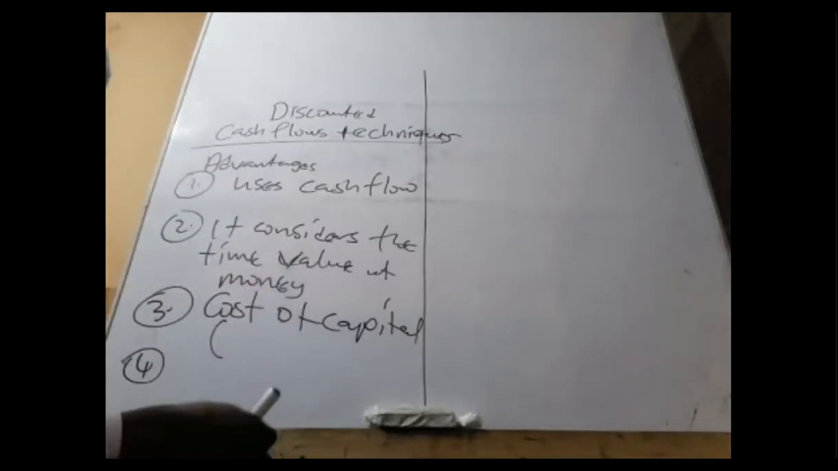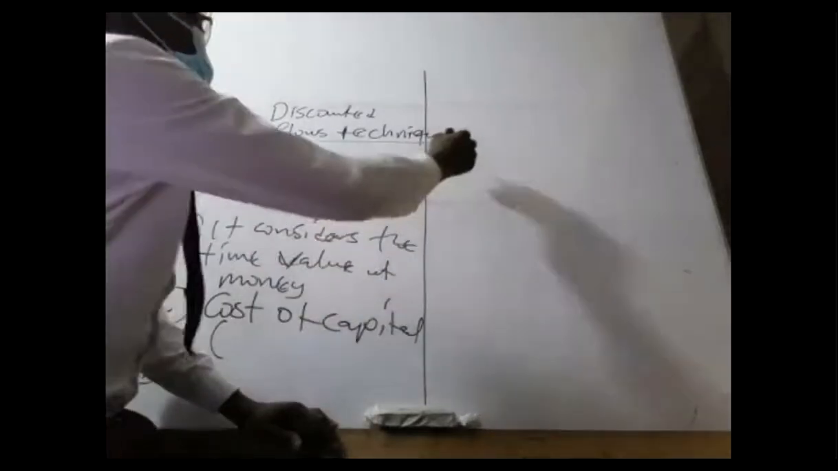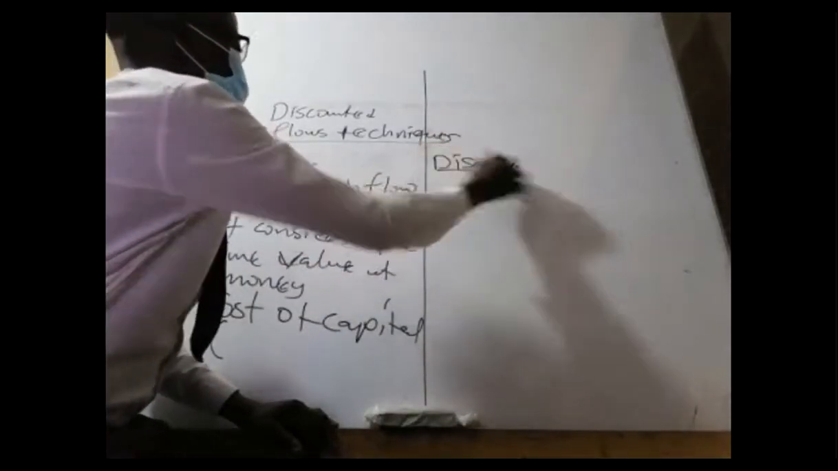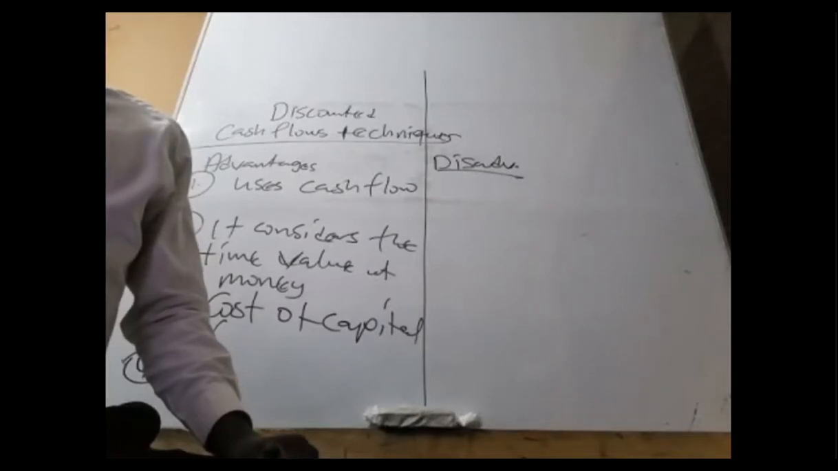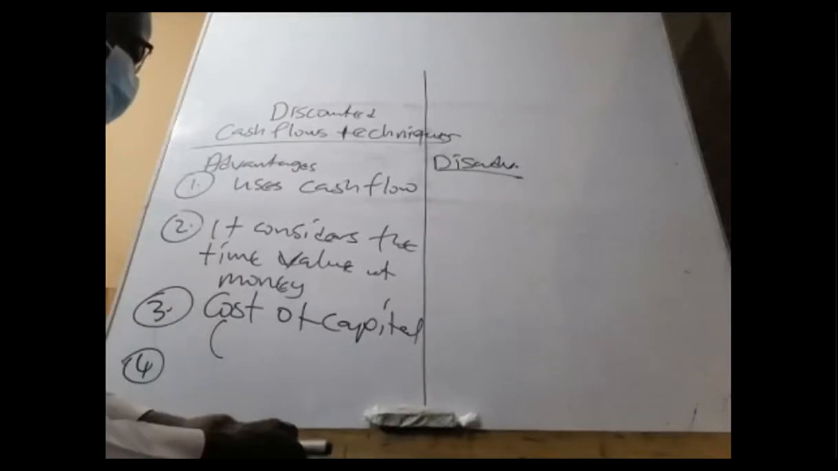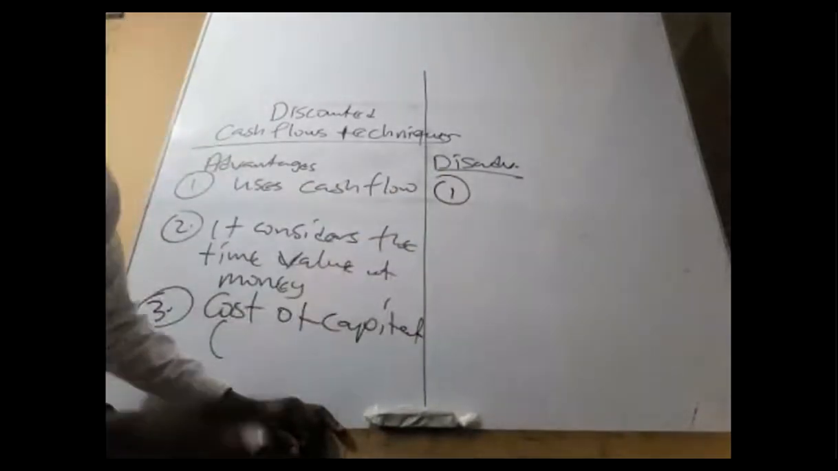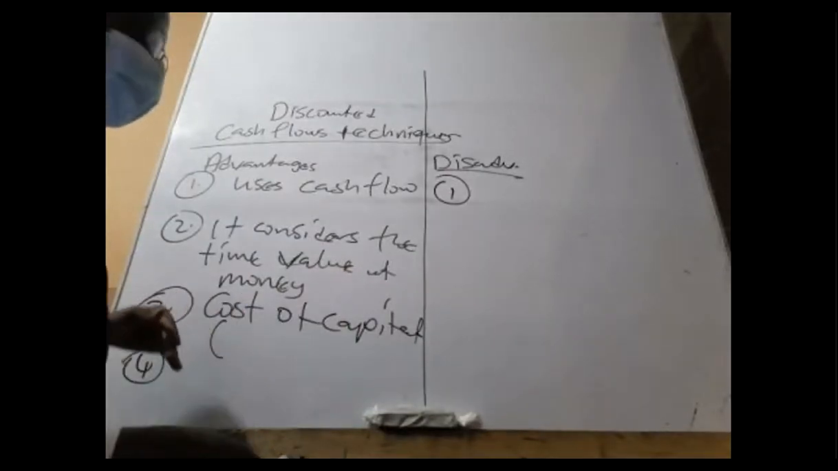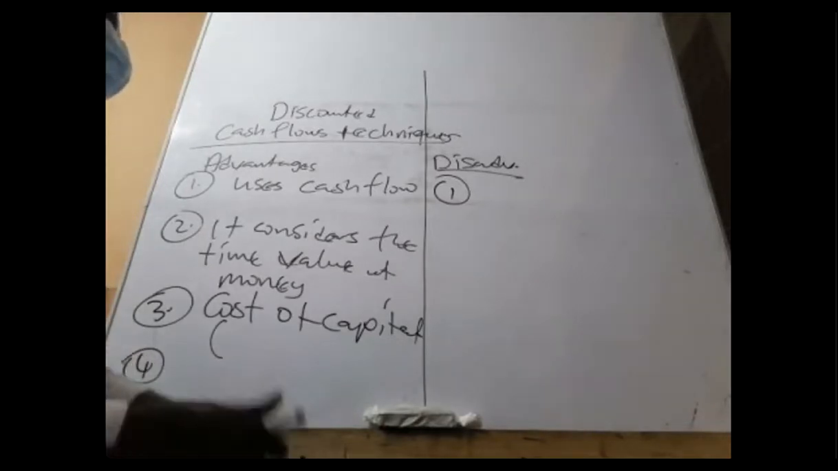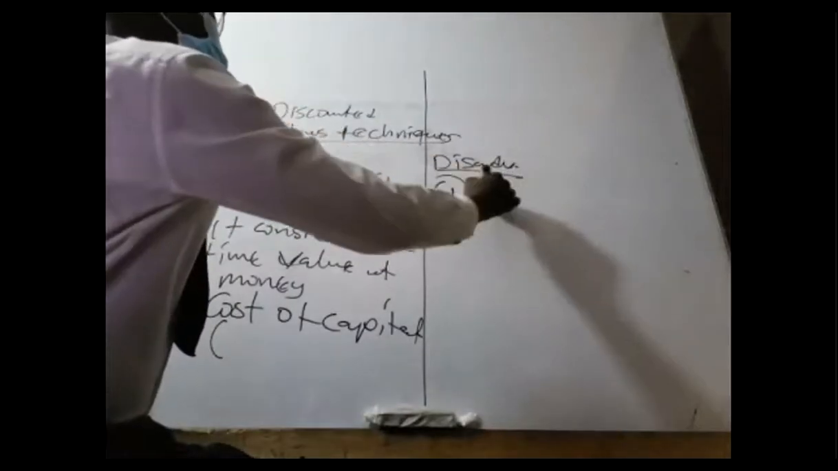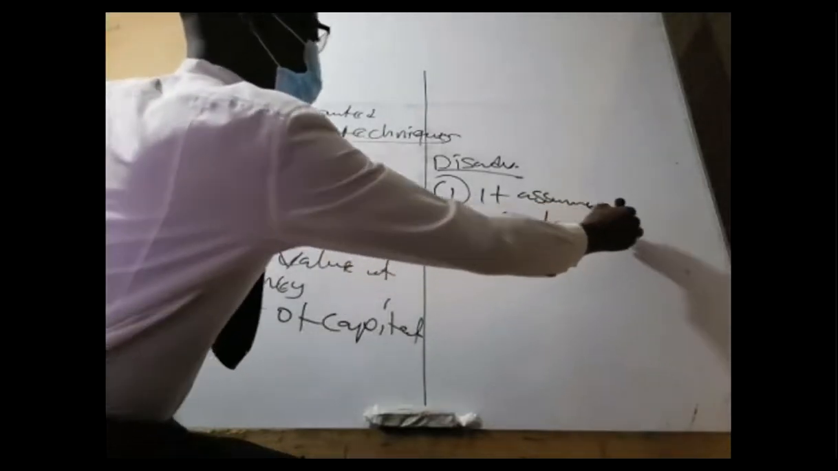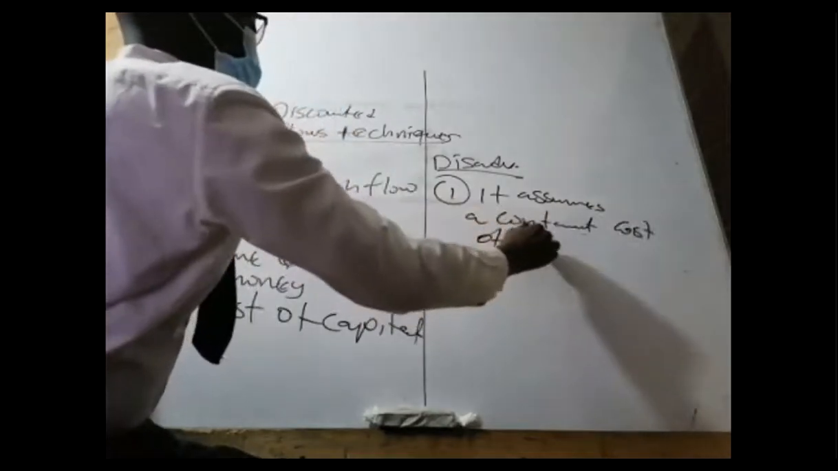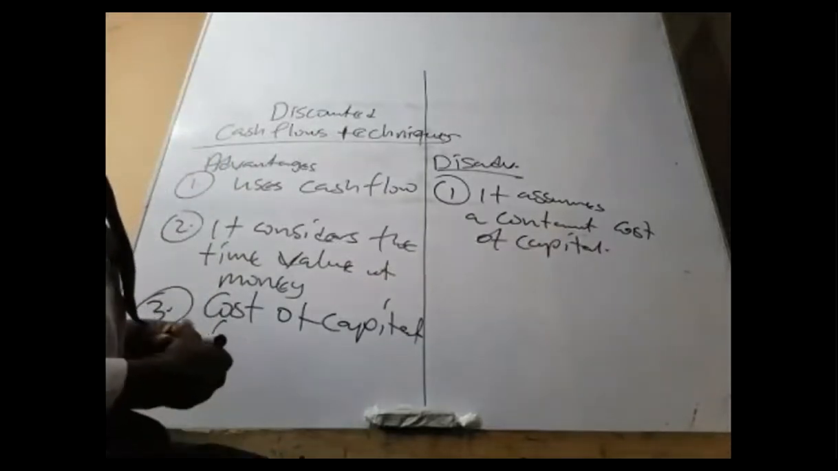Yes, let's look at some difficulties or disadvantages. So we have four of the advantages, and let's look at the disadvantages. Challenge number one, it assumes that the cost of capital is fixed or remains constant at all levels of activity. Well, it is not true. So it assumes a constant cost of capital, which is not true.